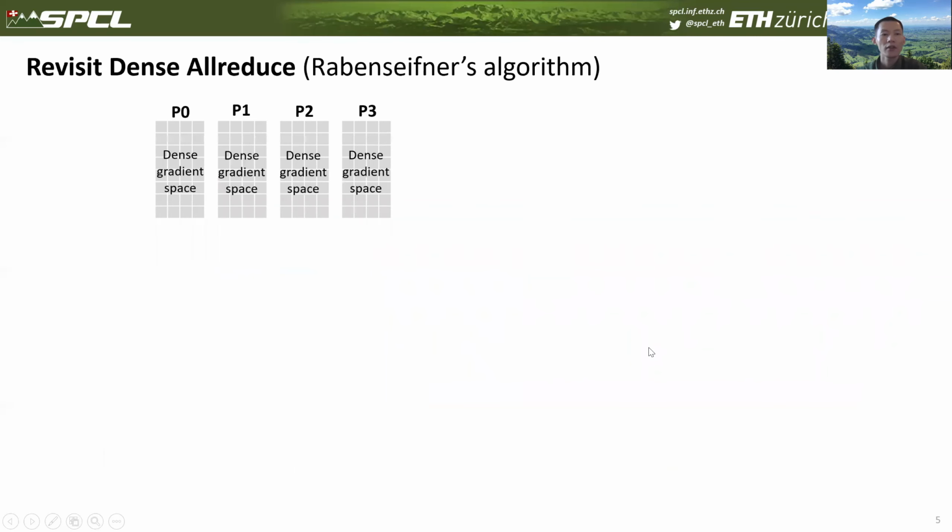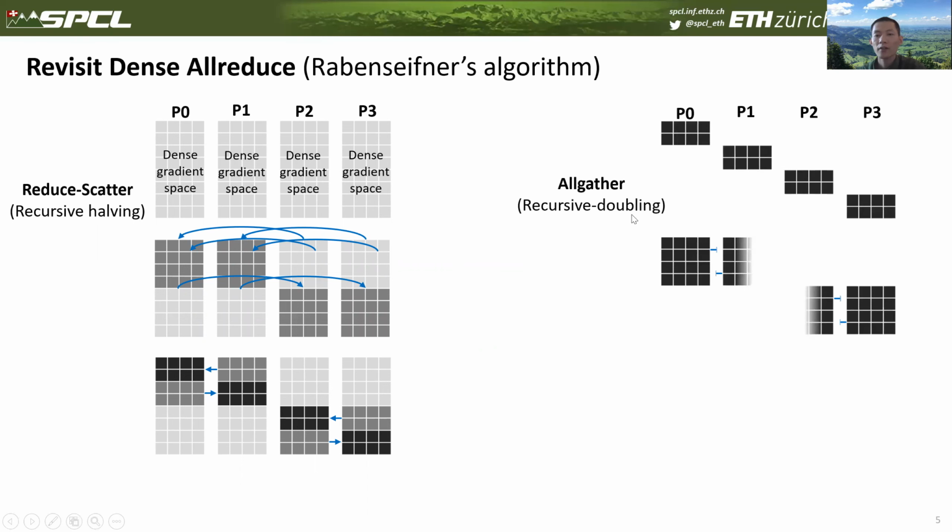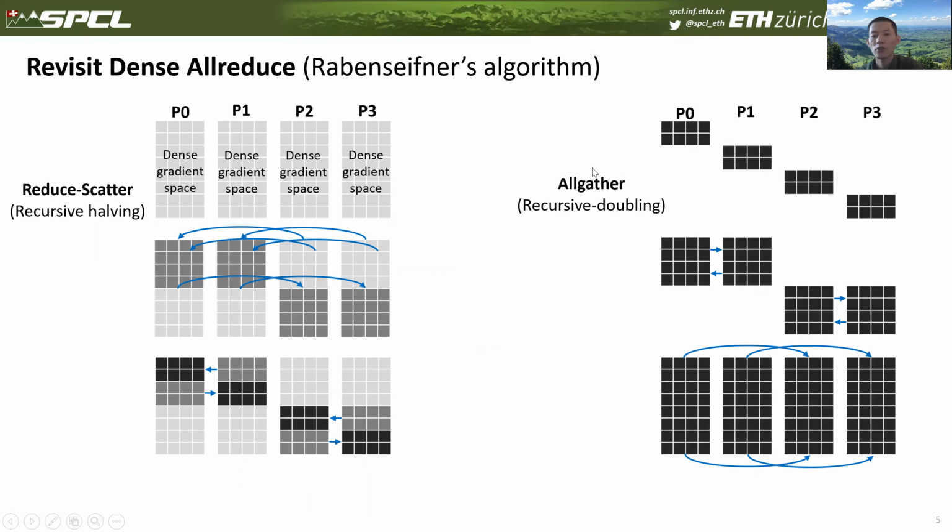Next, let's revisit the traditional dense Allreduce algorithm, Rabenseifner's algorithm. Here, suppose we have 4 workers, and they will conduct an Allreduce algorithm to synchronize the dense gradient space. So Rabenseifner's algorithm has 2 phases. The first phase is reduce-scatter using recursive halving. And after that, it will conduct all-gather using recursive doubling. And eventually, all the workers will get the reduced dense gradient.